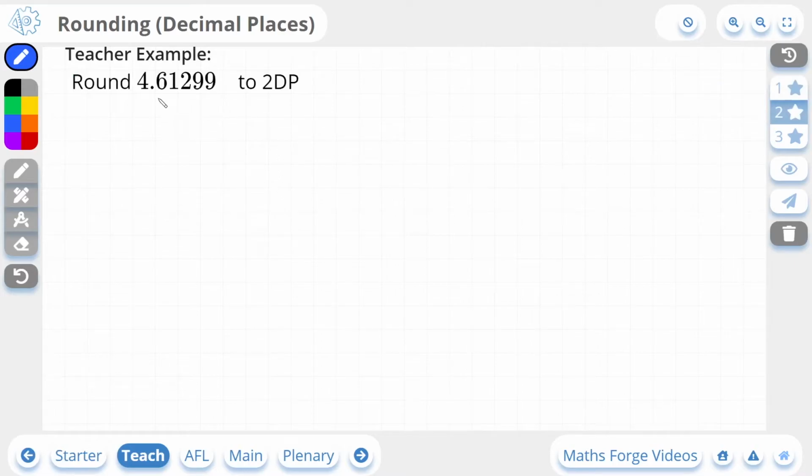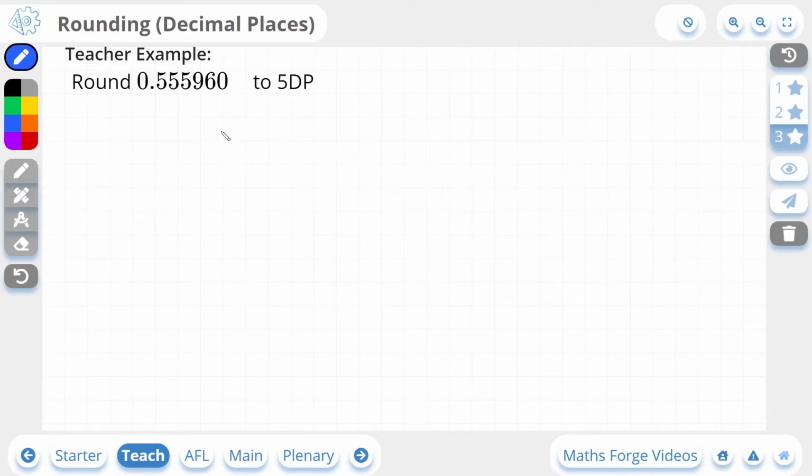Here we're being asked to round 4.61299 to 2 decimal places. So we focus on the number in the second decimal place, which is this 1. Check directly to the right of it, which is this 2. Is the number directly to the right of it 5 or greater? No, it's not. So this 1 stays the same. So our answer is going to be 4.61, and all of the numbers after it turn into a 0. But since they're asking for 2 decimal places, we're only going to give them 2 decimal places. So it's 4.61. And if we check our answer, there it is.